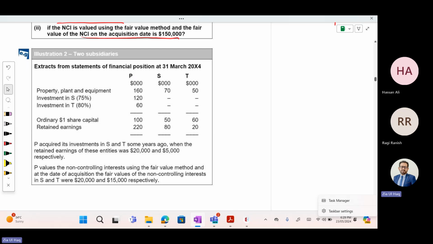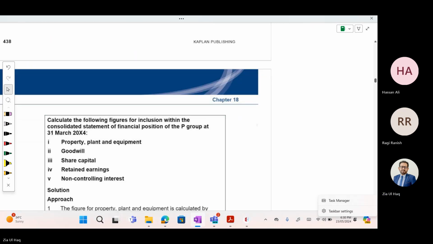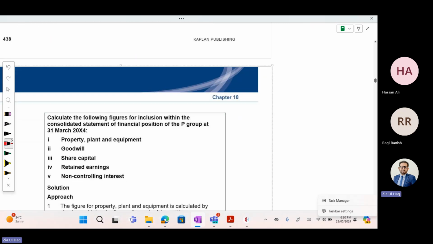Illustration 2. Extract from statement of financial position as at 31st March 20x4. When was it started? 1st April 20x3. What you need to do? Calculate the following figures for inclusion within the consolidated statement of financial position of the P group at 31st March. You need to calculate the figures for PPE, goodwill, share capital, retained earnings and non-controlling interest. That will be presented under the consolidated statement of financial position. They have not asked to prepare the consolidated financial position.